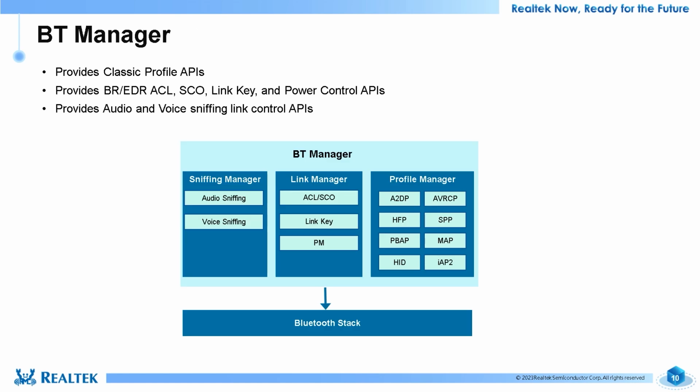So now we have the BT manager. The BT manager provides three main features: a profile manager, link manager, and sniffing manager. These provide classic profile APIs, BR/EDR ACL, SCO link key and power control APIs, and audio and voice sniffing link control APIs respectively. BLE isn't in the BT framework module, rather it's supported in the libraries. The BT manager then interacts with the Bluetooth stack, abstracting out those details for you.